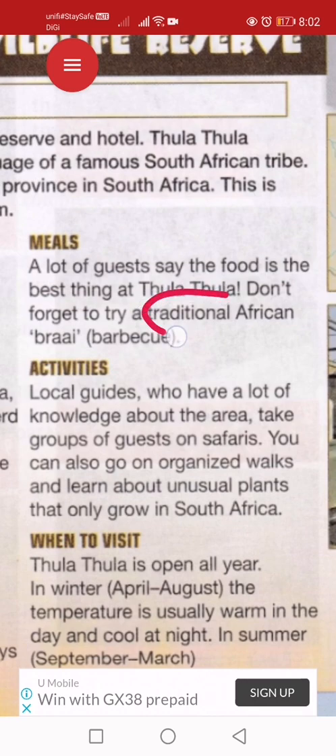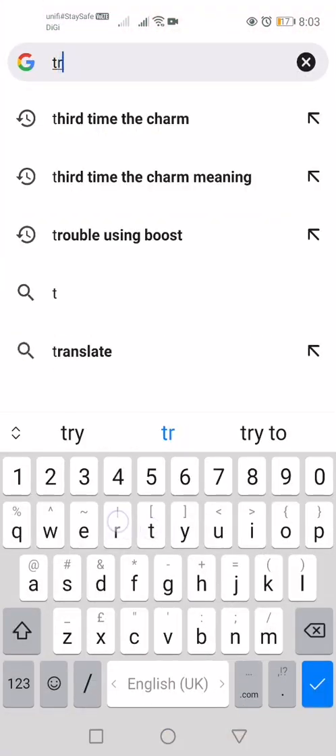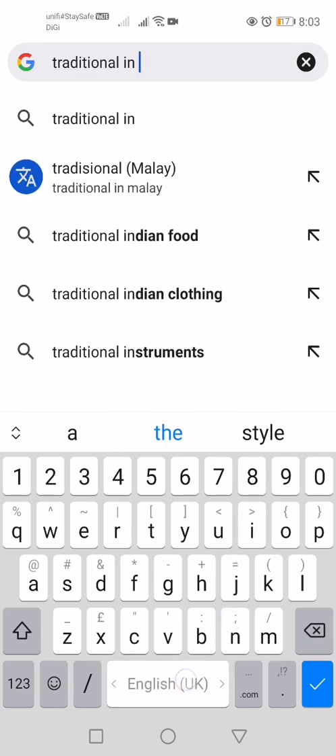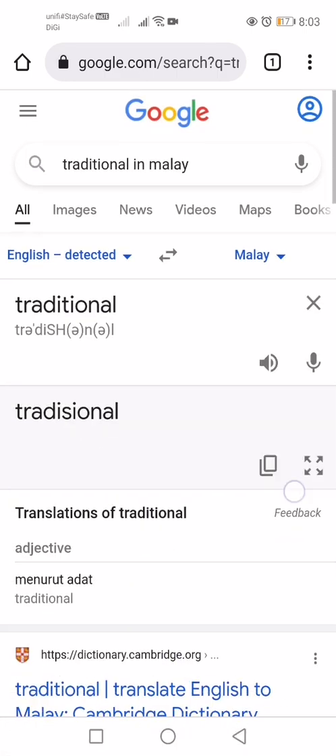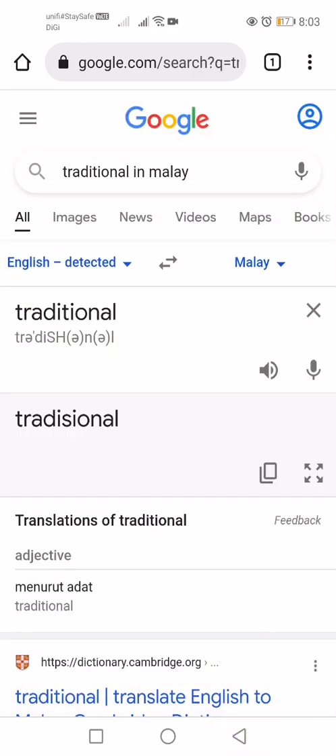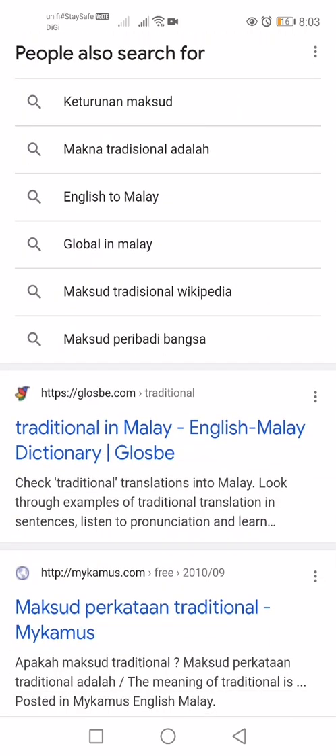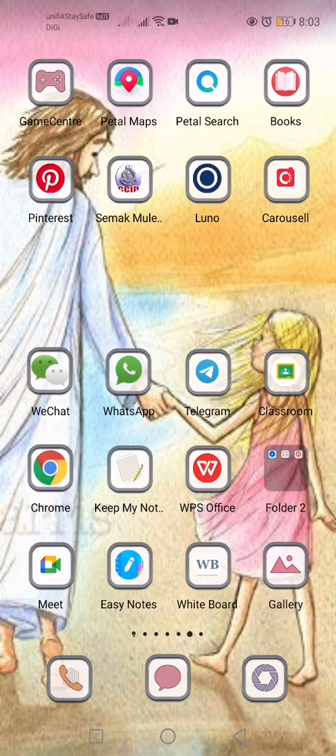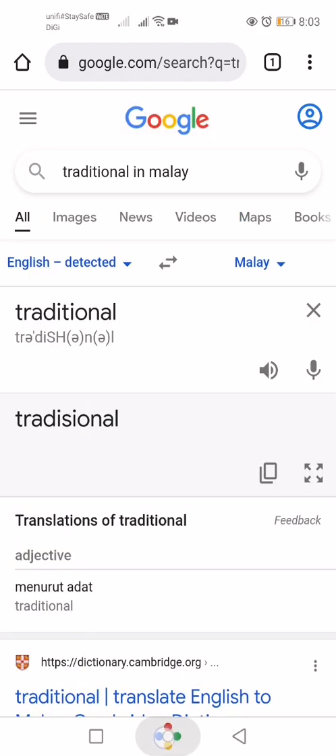Okay, don't forget to try a traditional. Jangan lupa untuk mencuba traditional, ialah tradisi. What is traditional in BM? Suddenly I forget. Cikgu tak mau guna tradisional. Apa tradisional dalam BM? Cikgu lupa. Maksudnya yang orang dulu-dulu punya lah, bukan orang sekarang-sekarang punya. Tradisional lah, dalam BM juga maksudnya tradisional.